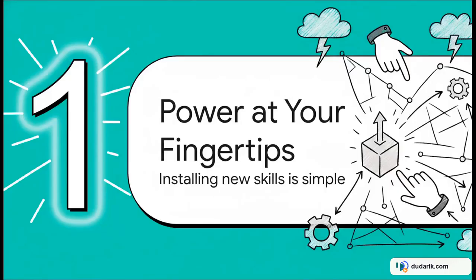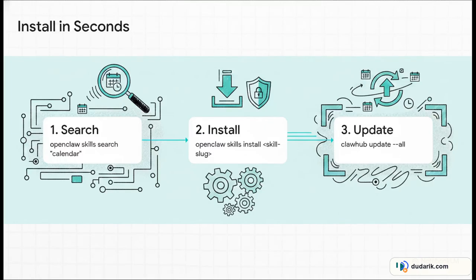Okay, let's dive into how this all works. Because the real magic of ClawHub is just how ridiculously easy it is to bolt these new abilities onto your agent. It really just boils down to this super simple 3-step process you do right from your command line. First, you search for what you need, let's say calendar. Then you run the install command with the skill's name, and then you can keep everything fresh with a single update command. I mean, it is designed to be as straightforward as possible.